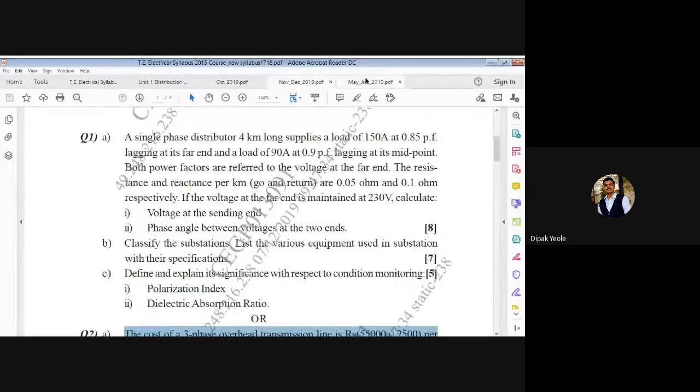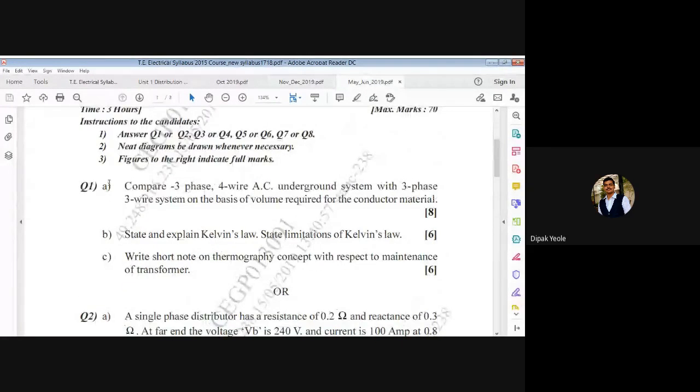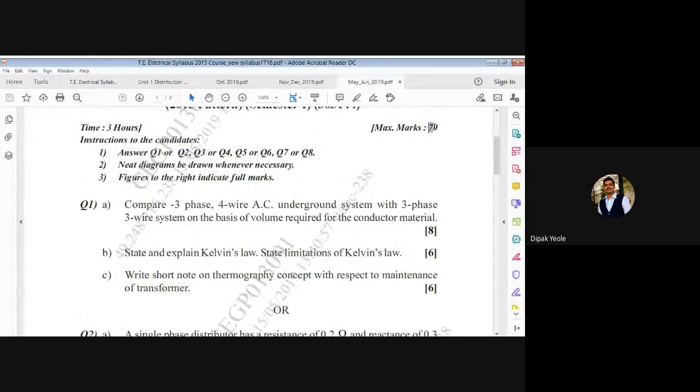Yes, now this is the third question paper. The third question paper is also the end semester exam. So they have asked to compare. Now we are interested in the comparison of 3 phase 4 wire AC system for the underground with 3 phase 3 wire on the basis of volume of conductor required. So we are interested in 3 phase 4 wire AC and 3 phase 3 wire AC system. So that we have to compare for 8 marks.